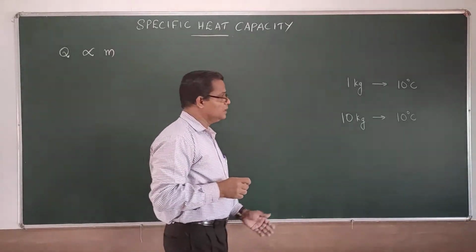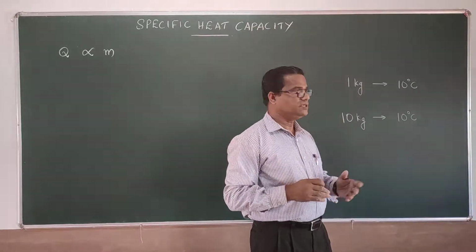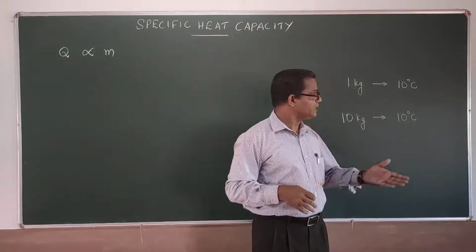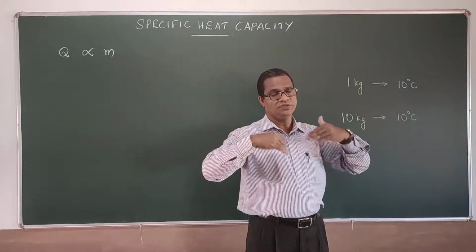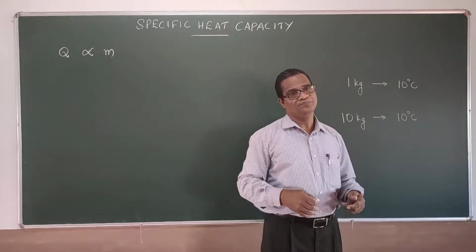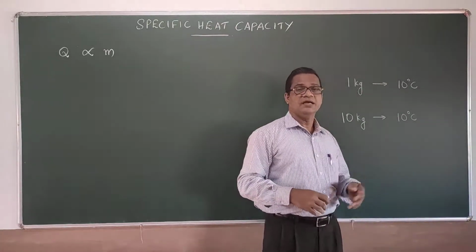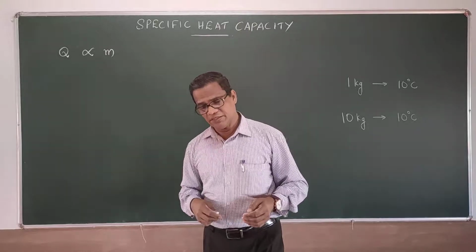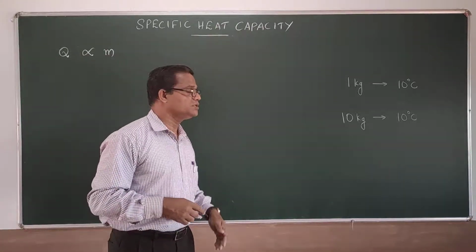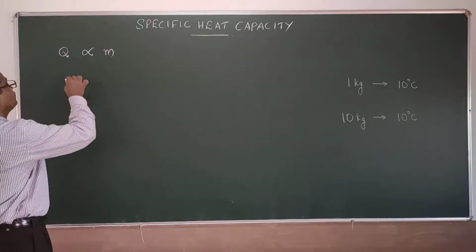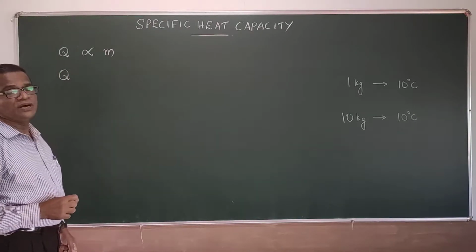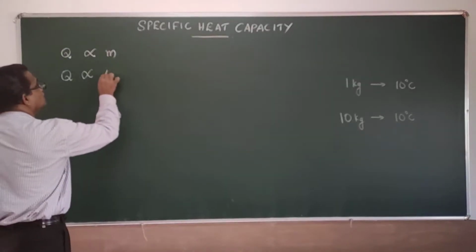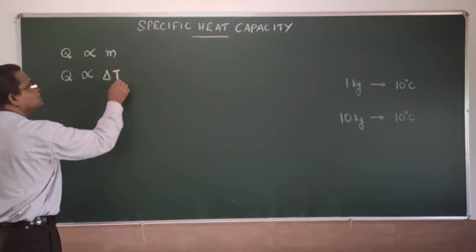Then I continue my experiment: the 10 kilogram mass is taken and heated through 10 degrees Celsius. Again I continue to heat and the temperature keeps increasing by 20, 30, 40 like that. For each degree rise, more heat has to be supplied. That means for an increase of temperature we have to apply more heat. That means the heat energy absorbed by the substance will be directly proportional to the increase in temperature of the body.